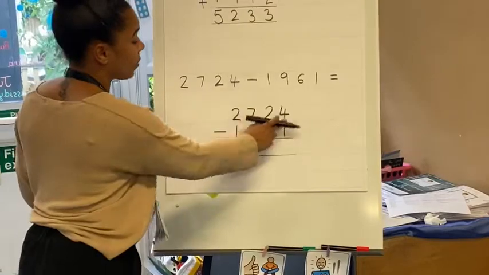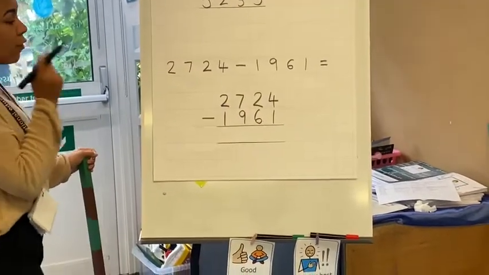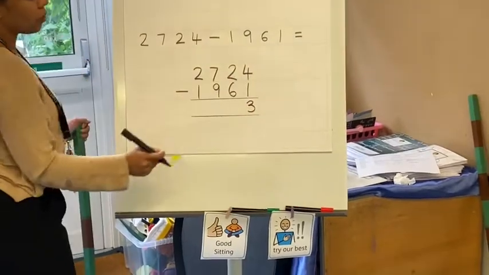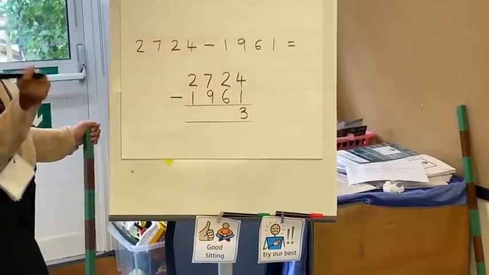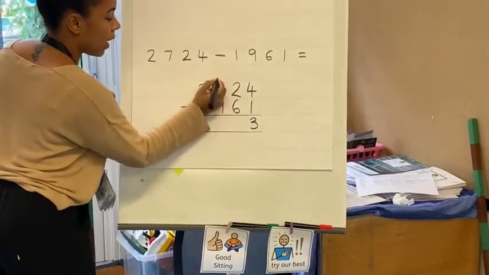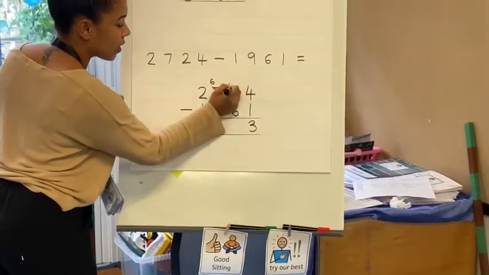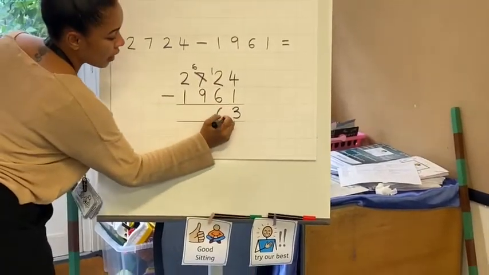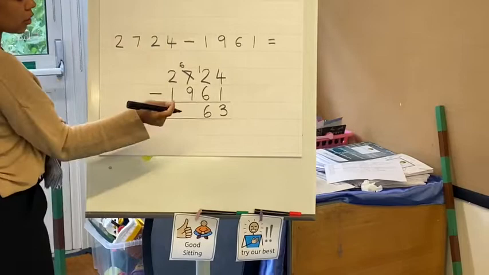Okay, so again, I'm starting with my ones column. 4 take away 1, I can do it. That's 3. 2 take away 6, I can't do, so I need to exchange. I need to go over to the next column, cross that out. That then becomes 6, and this number then becomes 12. 12 take away 6 is 6, because I know 6 and 6 is 12.